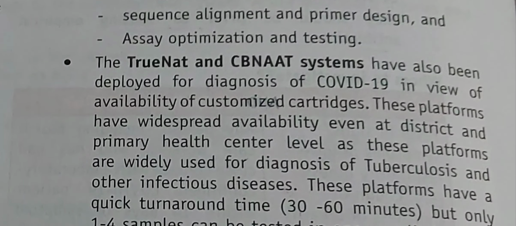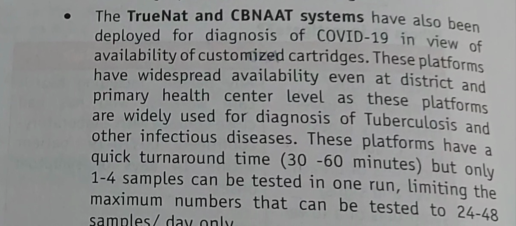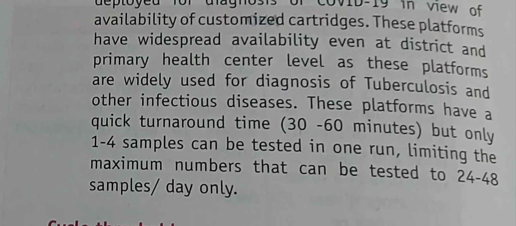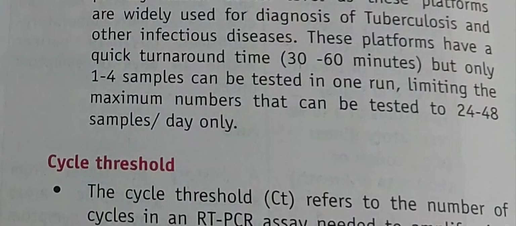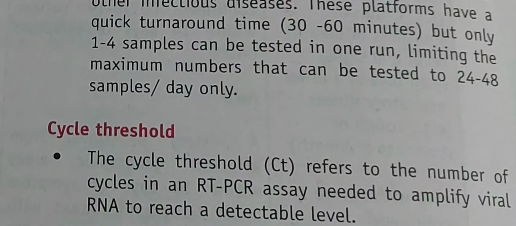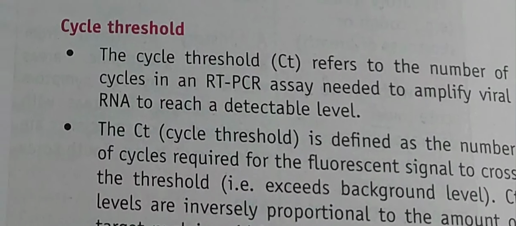The TrueNAT and CBNAAT systems have been deployed for diagnosis of COVID-19 in view of the availability of custom cartridges. These platforms have widespread availability even at district and primary healthcare levels, as they are widely used for diagnosis of TB and infectious diseases. They have a quick turnaround time of 30-60 minutes, but only 1 to 4 samples can be tested in one run, limiting the maximum to 24 to 48 samples per day.